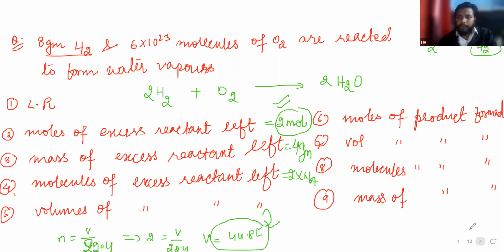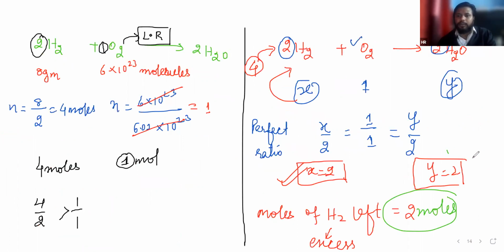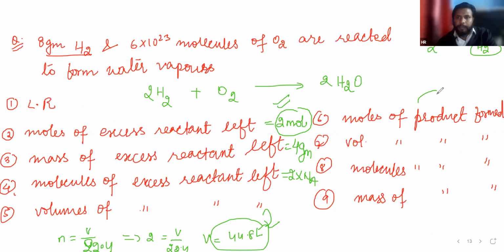Now see, moles of product formed. I already calculated it. Moles of product formed, how many? 2 moles. From the perfect equation, I have calculated it. So moles of product formed is 2 moles. Now you can calculate easily. For volume, you have number of moles, so you can calculate the volume. For molecules, you can easily calculate. Now write this and solve questions 7, 8, and 9.